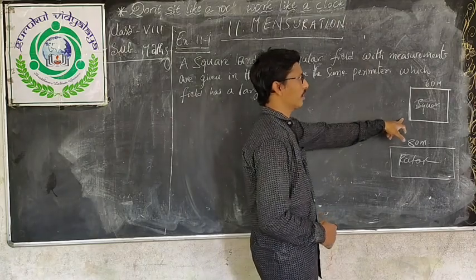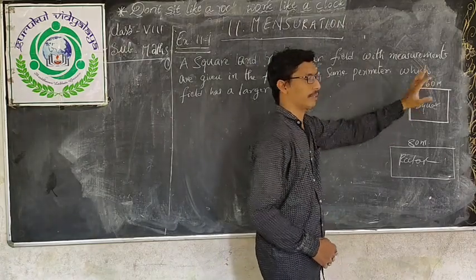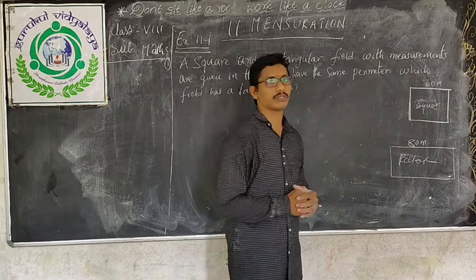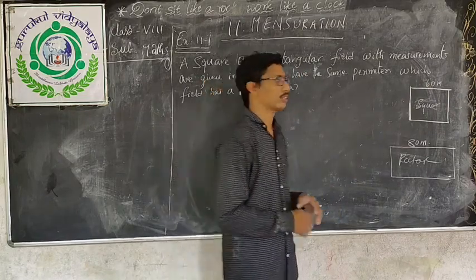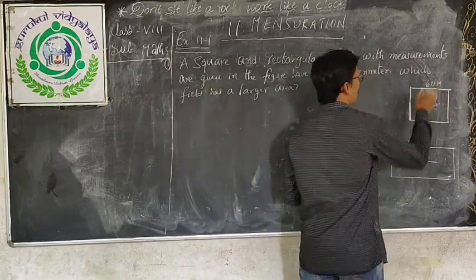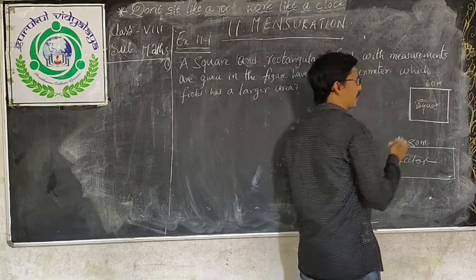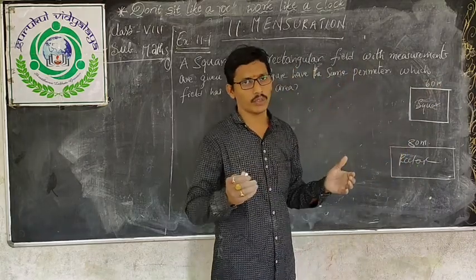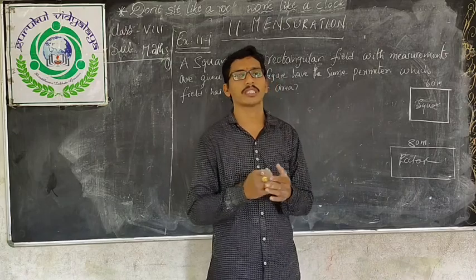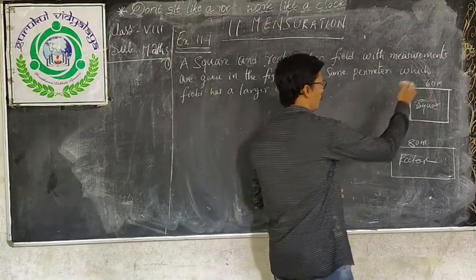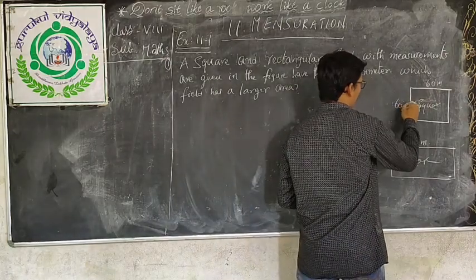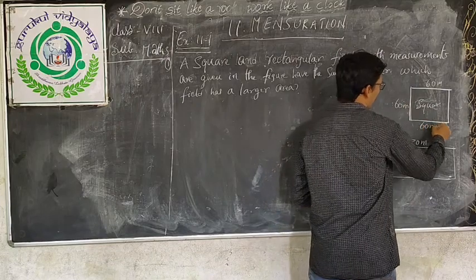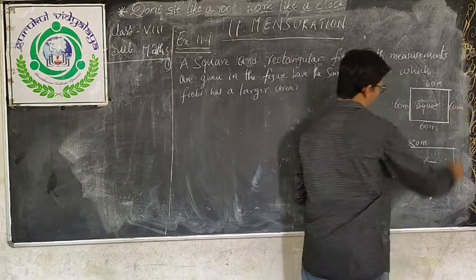Square is given. Only one side is given, 60 meters. What about the remaining three sides? The same length will be there, because in a square all sides are equal. All sides have the same length. So if it is 60 meters, this is also 60 meters, this is also 60 meters, this is also 60 meters.